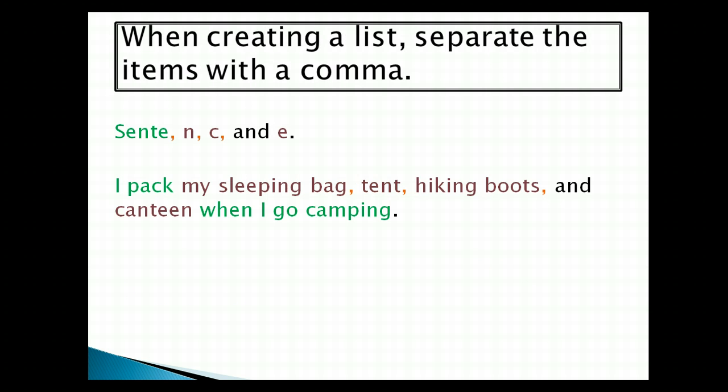Rule number two. When creating a list, separate the items with a comma. The list makes up the whole sentence. Between the list items, I need to have a comma because I need to have a pause in between the list. Okay. So notice, I pack my sleeping bag, tent, hiking boots, and canteen when I go camping. Comma, comma, comma. All between the items of my list, so that when I pause, they don't sound like one item.